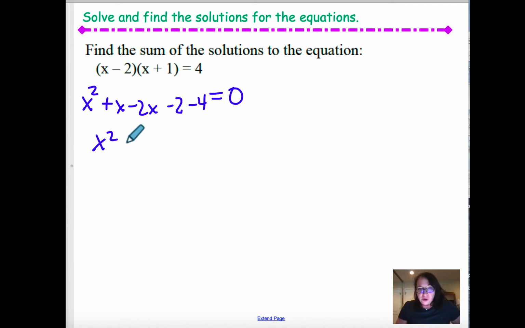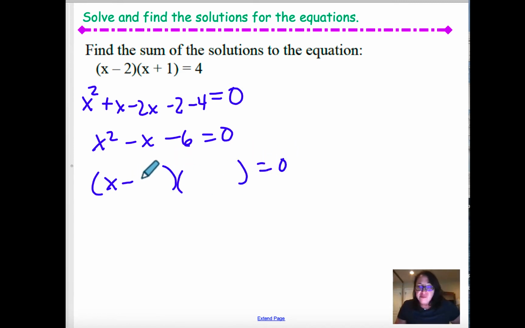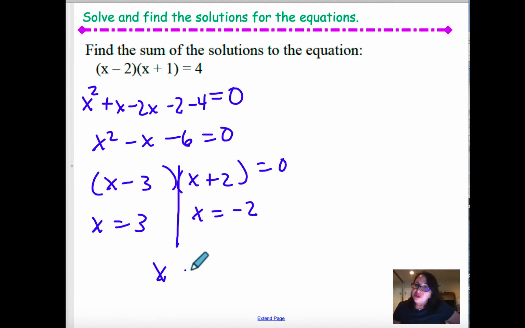So we have x squared minus x minus 6 is equal to 0. I'm going to split that up and factor. So I get x minus 3, and I get x plus 2. I'm going to split this up, and I'm going to get x is equal to negative 2. I'm going to get x equals 3. So my solution set is going to contain both negative 2 and 3, and I'm done.